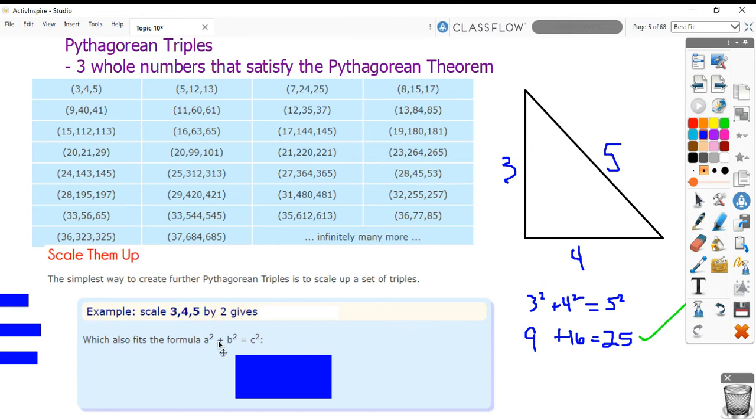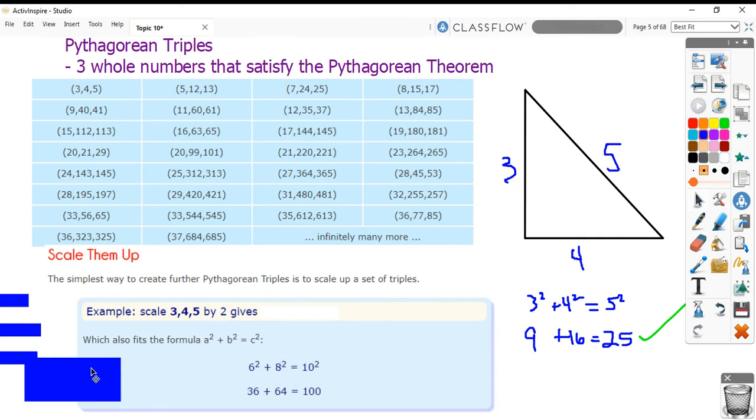Now, the last part is this. If you take any of these Pythagorean triples and you scale them up, for example, by a factor of 2, instead of 3, 4, and 5, you had 6, 8, and 10. It still works. Look at that. 6 squared plus 8 squared is 36 plus 64, which is 100, and that's 10 squared. Even if you have those Pythagorean triples scaled up by some scale factor, it's still going to fit that theorem.